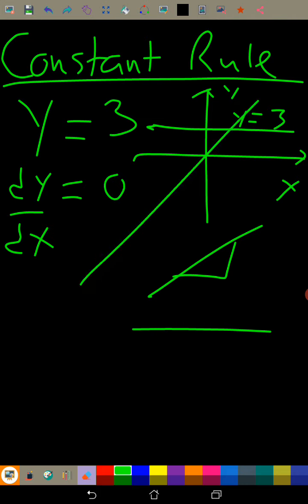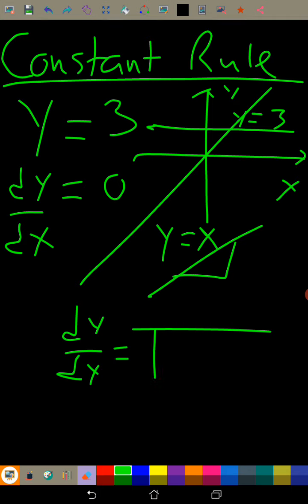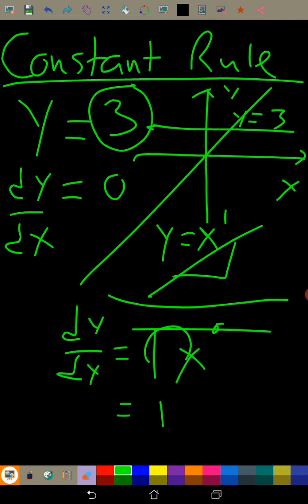If we had y is equal to x, okay, so if we differentiate dy by dx, we'll get 1, right? Because here is the power of 1, we times here, and we have x to the power of 0, which is 1. So 1 times 1 is equal to 1. So this is a constant rule. When you have a constant, it means that it does not change. A constant does not change. Alright, this is for the constant rule.